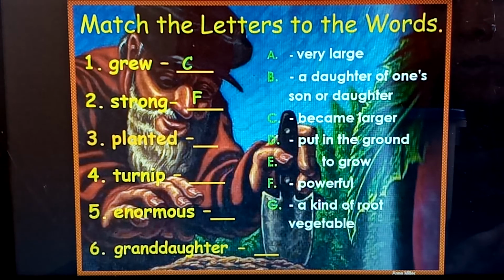You can pause the video if you want to before saying the answers, or you can stop it here and do all the answers on your own and then check it with us. So planted would be D, put in the ground. Now turnip would be, remember the key word in this definition for turnip is vegetable. G. Now enormous means very large. And finally, granddaughter. It has daughter in it. B. Granddaughter. Great.